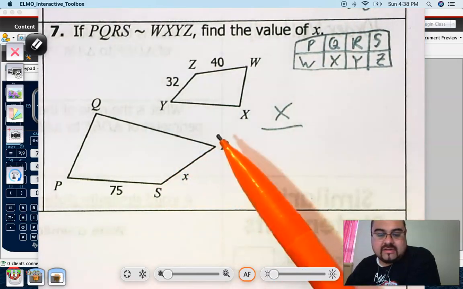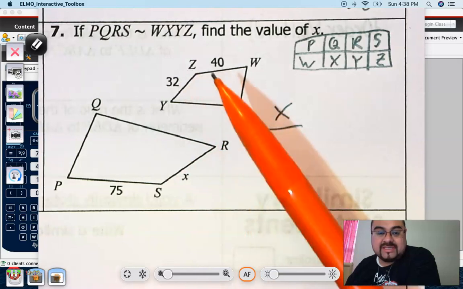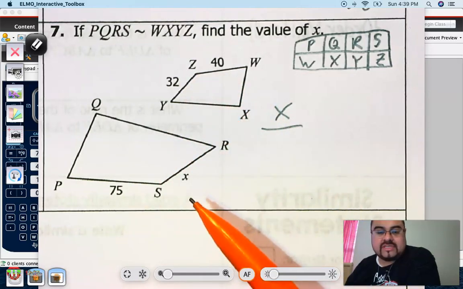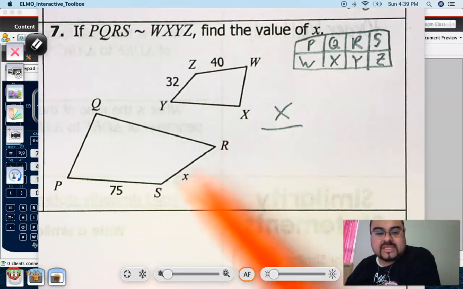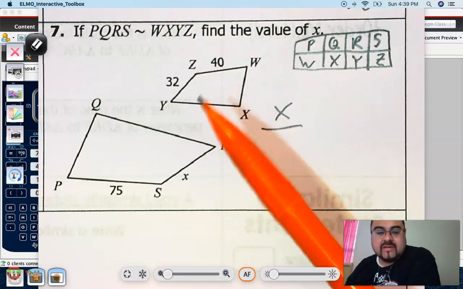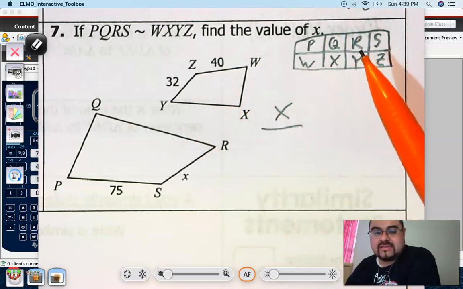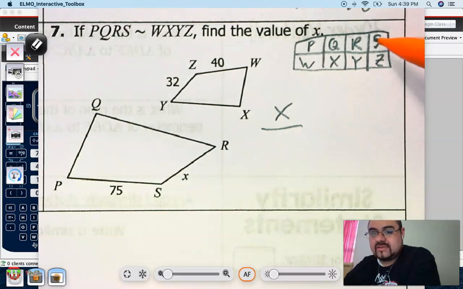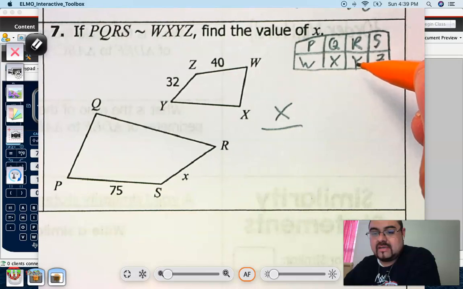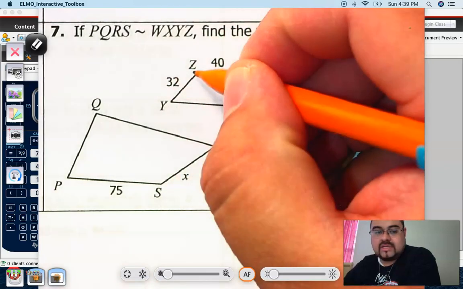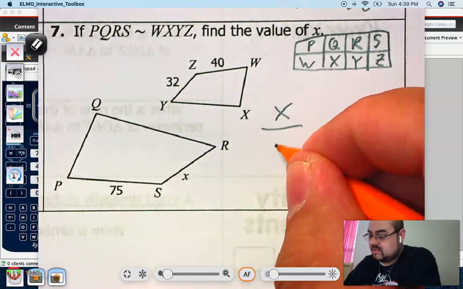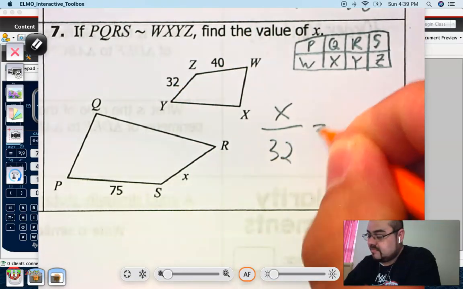SR has to correspond with one of the sides here. Looking at the 2 pictures, it's going to be very hard for me to decide which side SR is corresponding to on this polygon. But that's where this is going to come in handy. Look at SR. SR is right here. That's going to correspond to side ZY. If I look over here, ZY is right here. That's 32. So the 32, I'm going to put down here at the bottom.